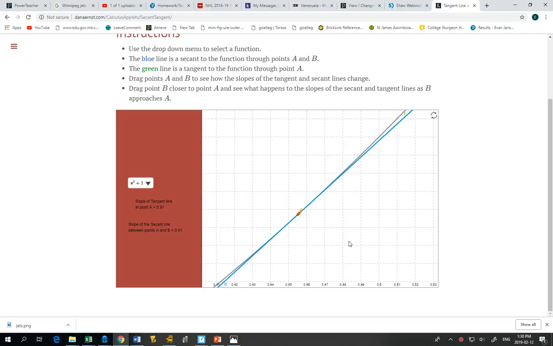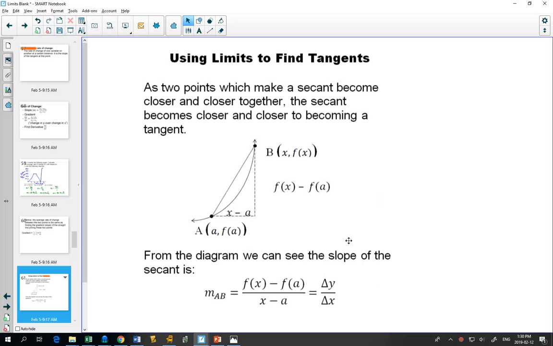Now how does that show up in the mathematics? Well, if I wanted to find the slope of my secant line, it's just rise over run. So my rise is just subtracting my y values. f of x is my y value for B. f of a is my y value for this point. There it is, f of x minus f of a. That represents the change in y. And x minus a would represent my change in my x values.